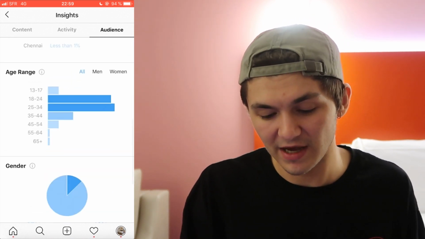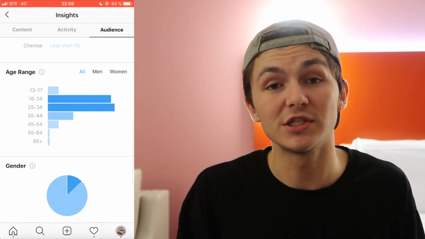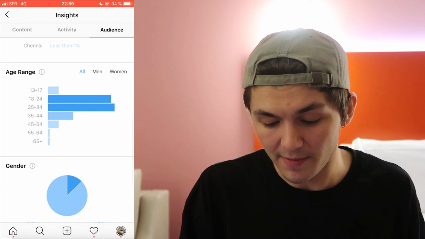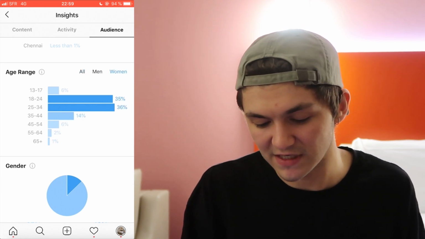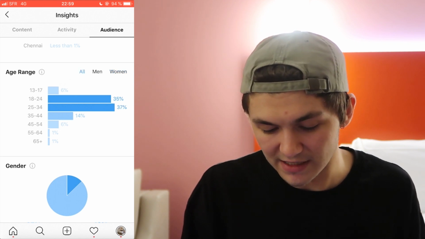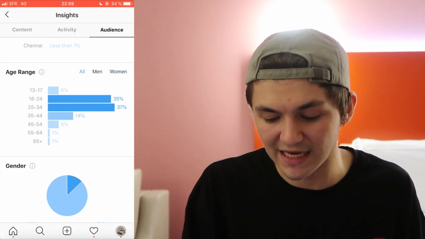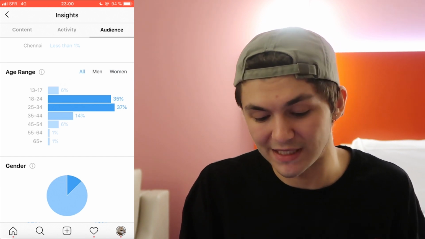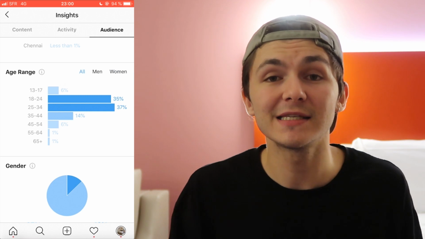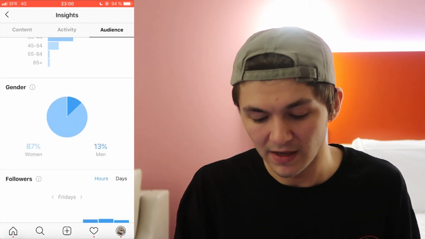Right, below that now we have the age range. So obviously this is pretty obvious. It shows the age distribution of your followers. Now we can either select all men or women. And again, if we tap on the blue bars, it gives us the percentage. So as you can see, most of my followers are between 25 to 34, but I also have a lot between 18 to 24. So more than 60% of my followers are between 18 and 34. Again, this can be useful if you're doing ad targeting. Otherwise, I never really look at this.